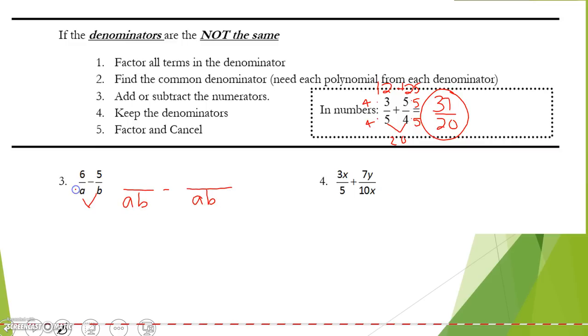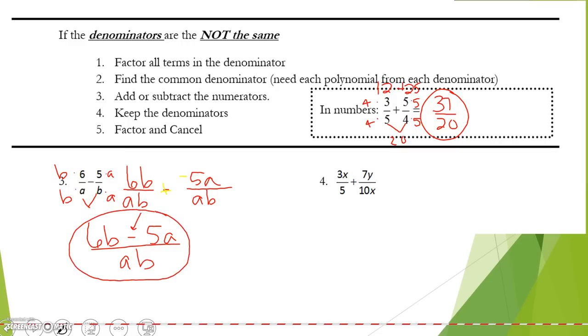So that means I need to multiply this first one by b and the second one by a. So that's going to make the top of my first one 6b and the top of my second one 5a. Step 3, add or subtract the numerators. So I can first add the negative, and I cannot combine those two because they're not like terms. So I'm just going to have 6b and negative 5a. Step 4, keep the denominator. And factor and cancel step 5, but I can't factor anything out of the top, and I can't cancel anything because of that minus sign right there. And so that is my final answer.